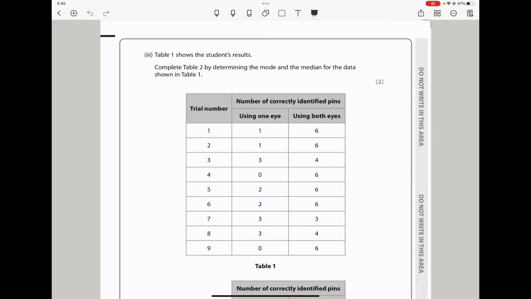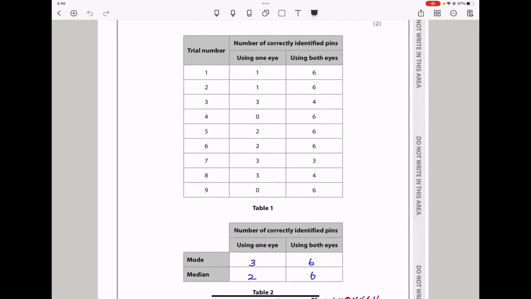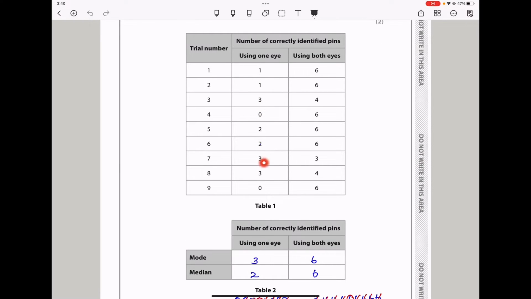Moving on. Table 1 shows the student's results. They say complete Table 2 by determining the mode and the median for the data shown in Table 1. Now remember, mode is the number that appears most, or the number with the highest frequency, and the median is going to be, of course, arranging the numbers in increasing order, and then the middle number is going to be the median. So if we look here, the number that is appearing most is a 3. We have 1, 2, 3 of them, and then we just have 2 2s, 2 0s, 2 1s, so there are more 3s here, meaning here our mode is going to be 3.